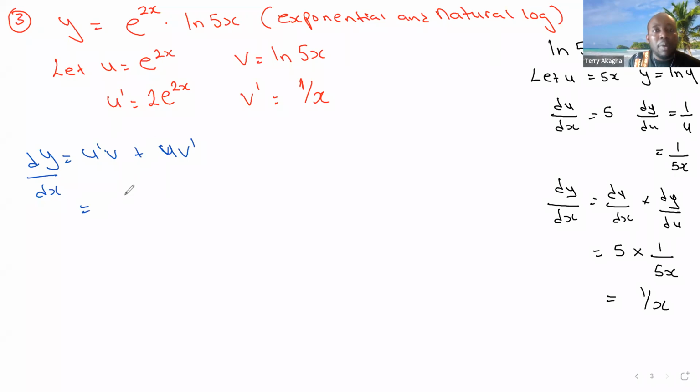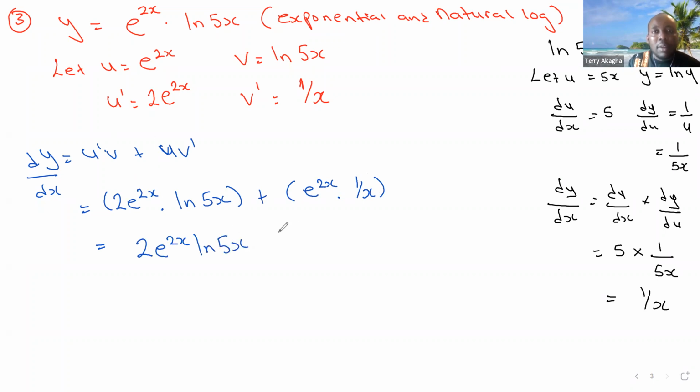And that is going to give you u prime, which is 2e^2x multiplied by ln 5x, plus what is the u? e^2x multiplied by v prime, 1 over x. And this is going to give you 2e^2x ln 5x plus e^2x over x. What is common between them is exponential 2x. So that means that gives you e^2x into bracket 2 ln 5x plus 1 over x.